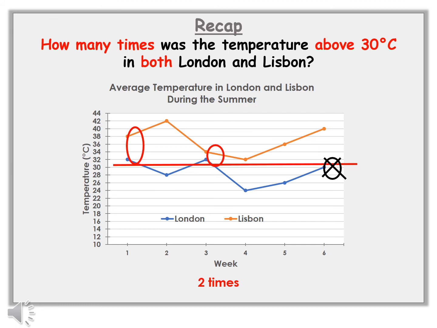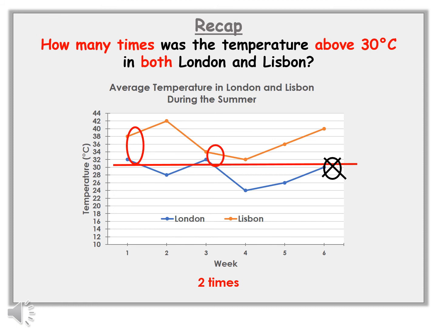So in week 6, Lisbon is definitely above 30 degrees, and actually Lisbon's temperatures are always above 30 degrees, but unfortunately London was not. And in week 6, it did average at 30 degrees, but it's not above 30 degrees, therefore week 6 is not an answer. Some of you might have fallen for that one.